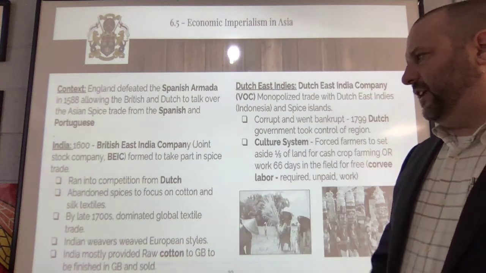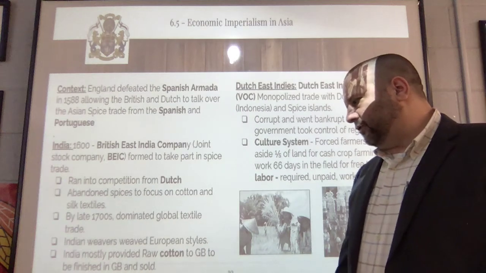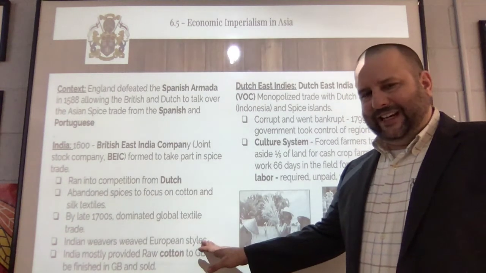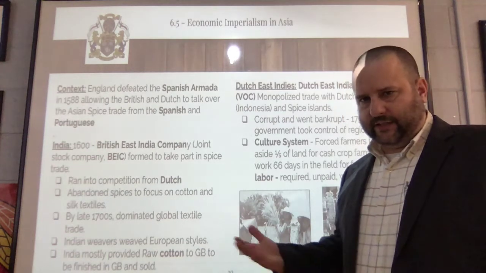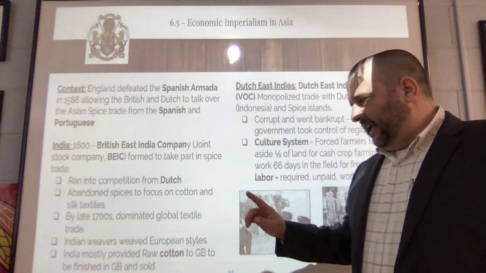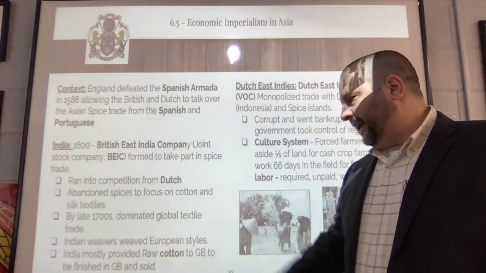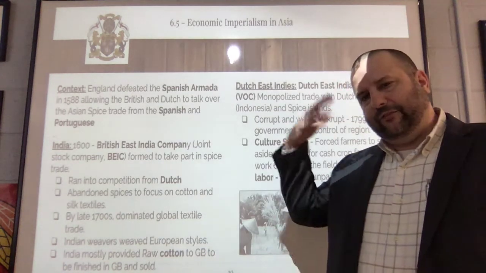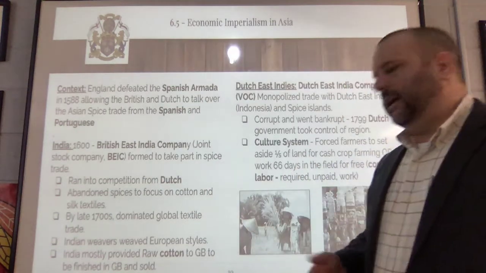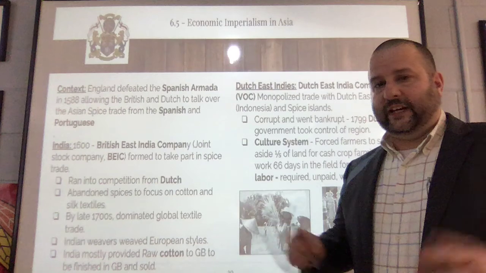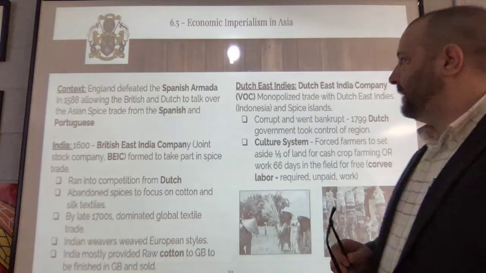By the late 1700s, the British East India Company will dominate the global textile trade. The weavers in India will continue to weave European-style textiles. What India is going to end up doing is providing mostly raw cotton to Britain, to be finished in the textile mills there and then sold to the public. This is how economic imperialism works. It's one of our earliest examples of this.